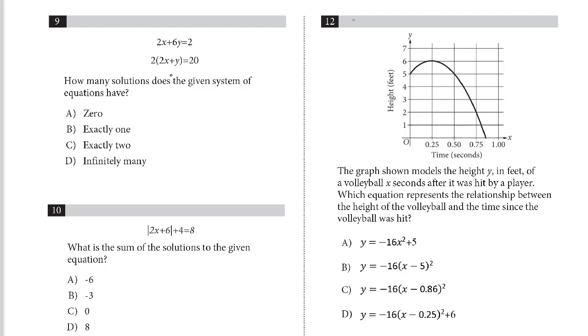Number 9: 2x plus 6y equals 2, and 2 times (2x plus y) equals 20. How many solutions does the given system of equations have? Well, let's multiply this out, or distribute that second equation.